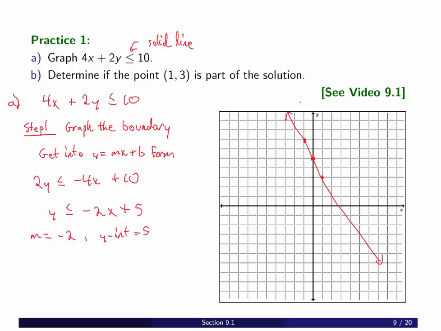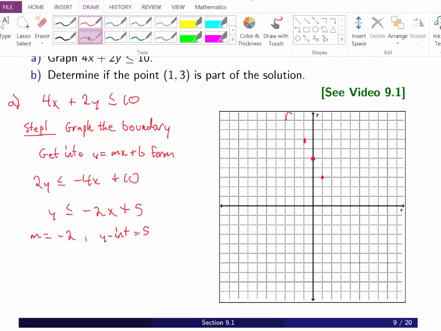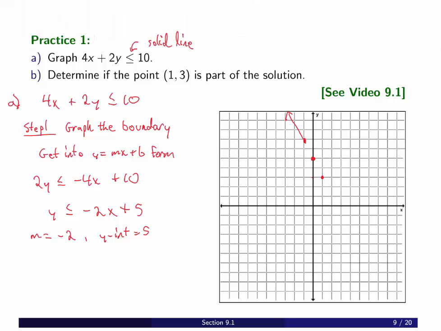Okay, so there's our boundary. I really could have extended this to span the entire graph. There we go. So from here, since it's less than, I'm actually going to shade this region, all this region right here.